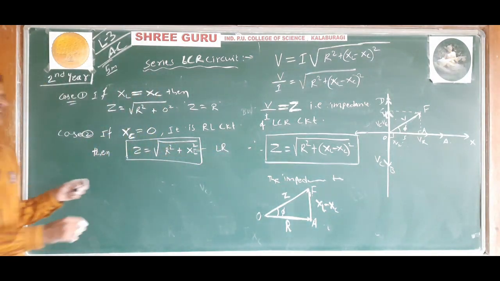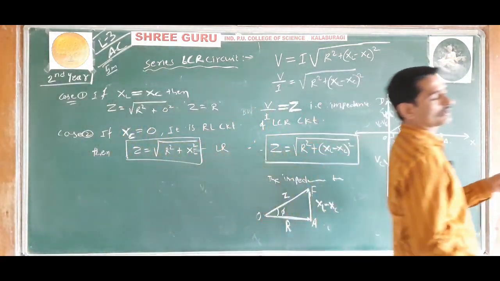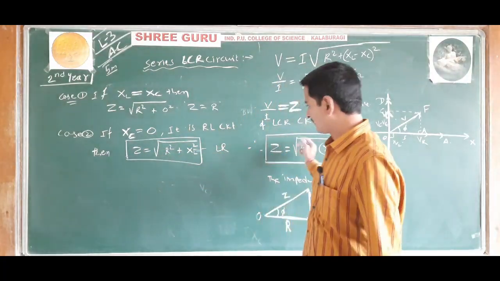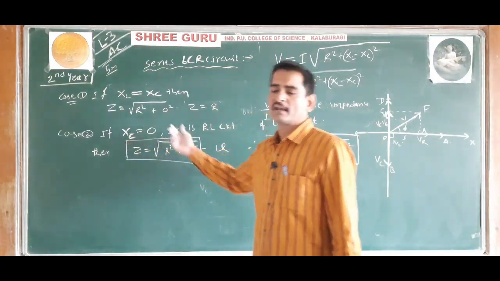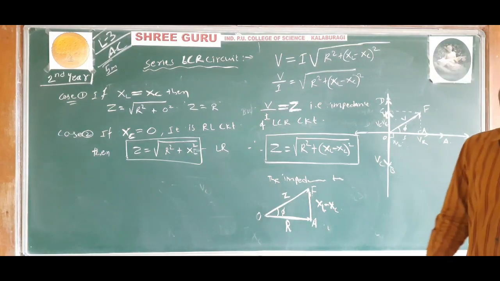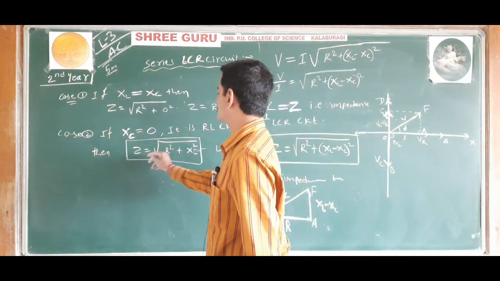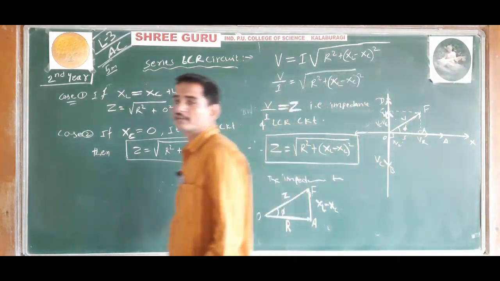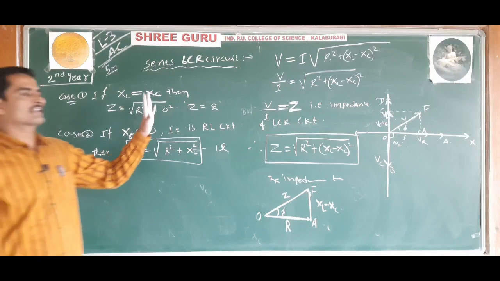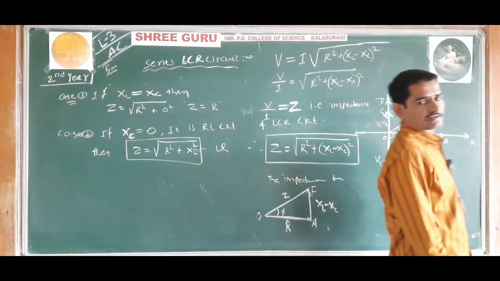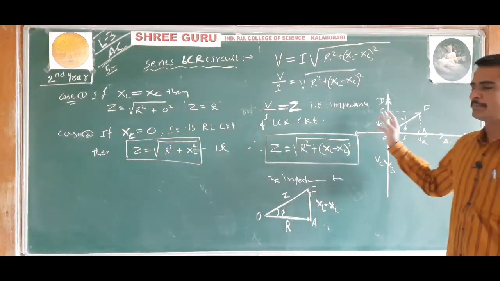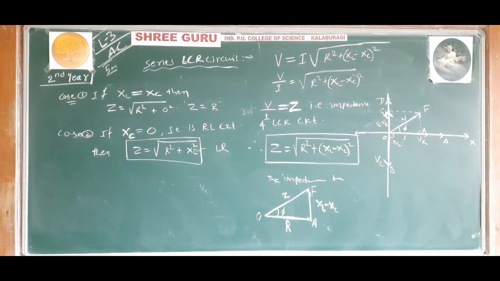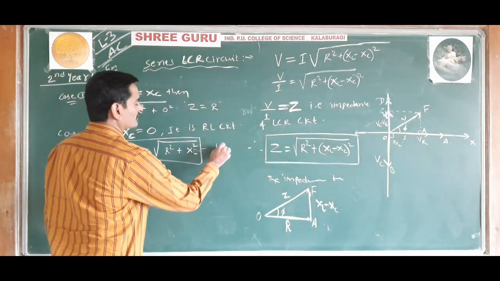Understood? If they ask in the exam, instead of asking LCR circuit, they will ask to derive an expression for impedance of LR circuit. Then derive this one and then tell that if capacitance is not there, XC is 0, then Z is equal to under root of R square plus XL square. Understood? Like this also you can do. Otherwise, you can do a fresh derivation only by considering an inductor and a resistor. That also is possible. So very easily you can do it. Now this is called inductive resistance circuit.